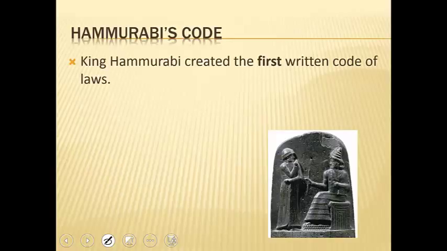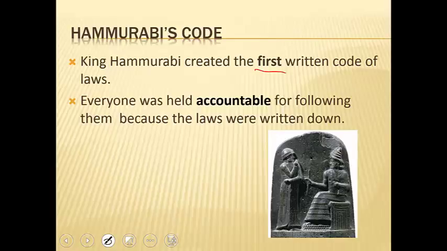Hammurabi's Code. Remember that King Hammurabi was the king of ancient Mesopotamia, and he created the first written code of laws. So I want to remember that he wrote the first written code of laws. Everyone was held accountable for following them because the laws were written down. So Hammurabi's Code was important because it was the first written code of laws, and now everybody was held accountable for them.